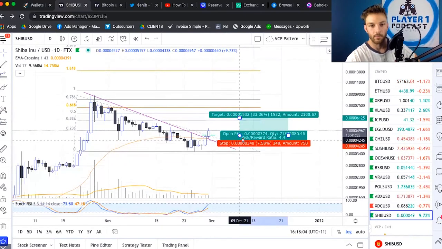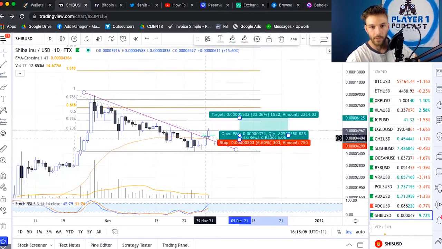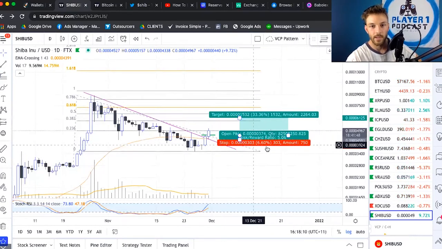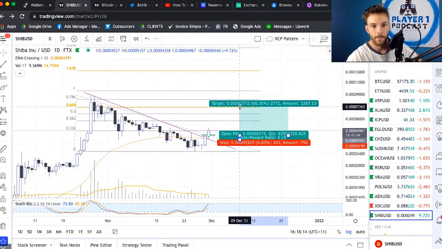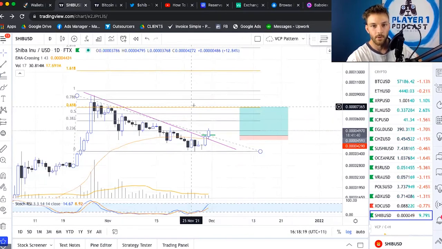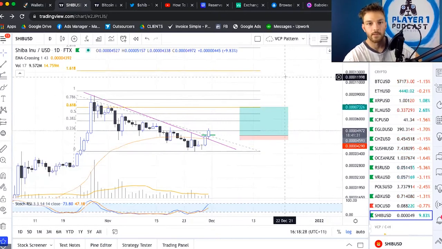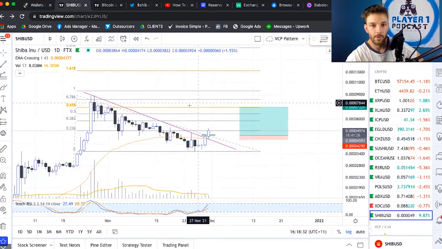I wouldn't go anything below the wick of that retest, which is 6%. So I'm willing to risk 6% of my entry in the hopes to gain about 60%, which is this first golden ratio here. Or if you want to call it a price, it's about, I don't know how many zeros that is, but whatever, 7.3 cents or whatever. So that would be one place to take profit right here.